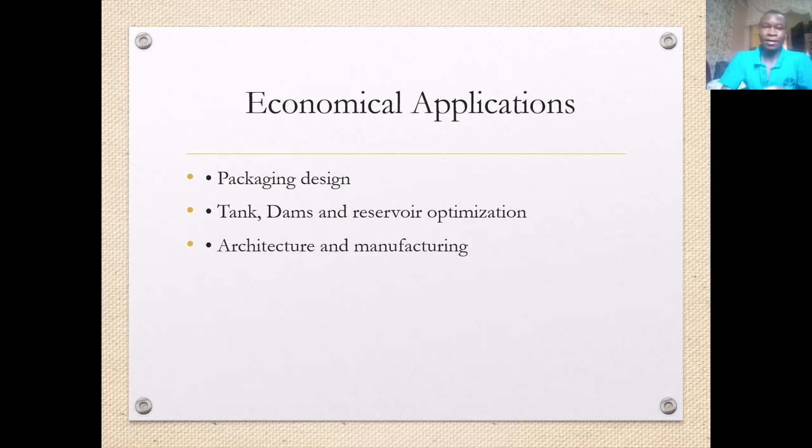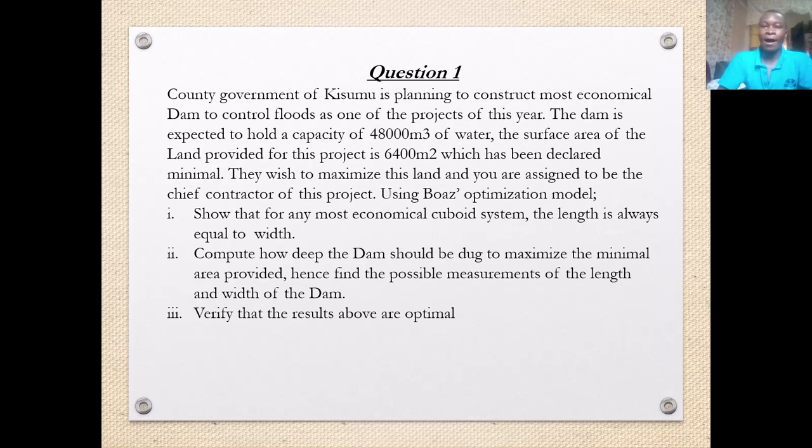And that is that. The applications of the economical part of the optimization, one of them is packaging design, tank, dams and reservoir optimization, and then architectural and manufacturing. And that's how this economical application of this model is going to be done. Now we can go ahead and look at real world, practical application. And here we have question number 1. Very fast, this is going to show us how the model is being used, and it's very important, especially in things to do with optimizing and making more profit.